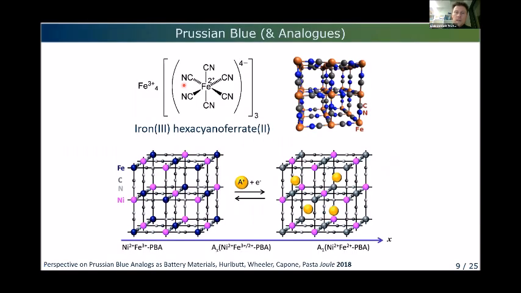Back to this PB and PBA. PB, Prussian blue, is the structure which was also on the first slide. So we have iron 3 hexacyanoferrate 2, this lattice structure. And if you now replace one of the irons, not in this part of the molecule, but in this part of the lattice, by a nickel, then the Prussian blue is not blue anymore. It's green. So we call this a Prussian blue analog. And this analog is used in desalination electrodes.